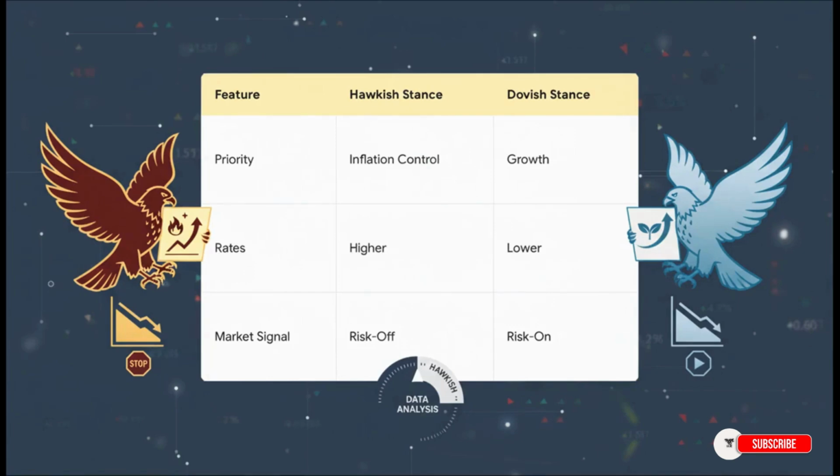So on Wall Street, you'll hear two words thrown around constantly to describe the Fed's mood: hawkish and dovish. A hawkish Fed is worried about inflation, it wants higher rates, and that's usually a risk-off signal for markets. A dovish Fed is more concerned with growth and jobs, it wants lower rates, and that's usually a risk-on signal. Every piece of news is filtered through this lens. Is this hawkish or dovish?